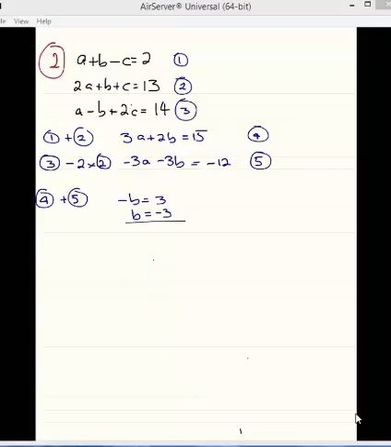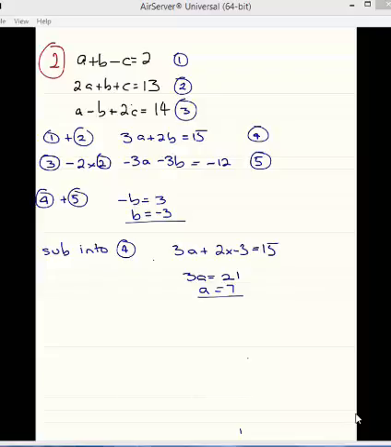Now I can substitute that into any of the equations above, but you want to substitute it into 4 or 5 because then you'll be having an equation with one variable, the a. If you use 1, 2, or 3, you'll still have an equation with a c in it. So I'm going to substitute that into equation number 4. So I get 3a plus 2 times negative 3 is equal to 15. So 3a is equal to 21 and a is equal to 7.